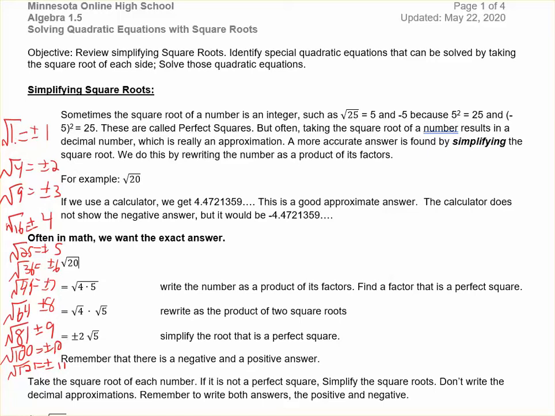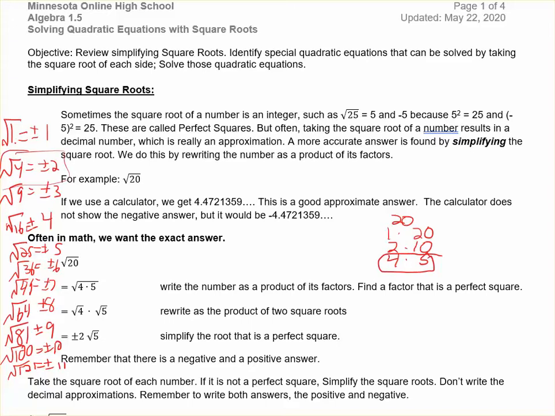We take the square root of 20, and we find factors of 20. Well, the factors of 20 just means what times what equals 20. Well, 1 times 20, but that doesn't get us anywhere. 2 times 10, 4 times 5. And we want to try to use the factorization that would have at least one perfect square in it. And that would be this one, because 4, right here, is a perfect square.